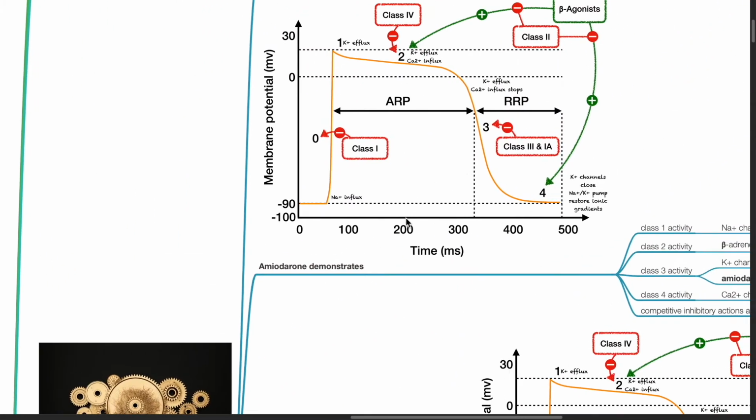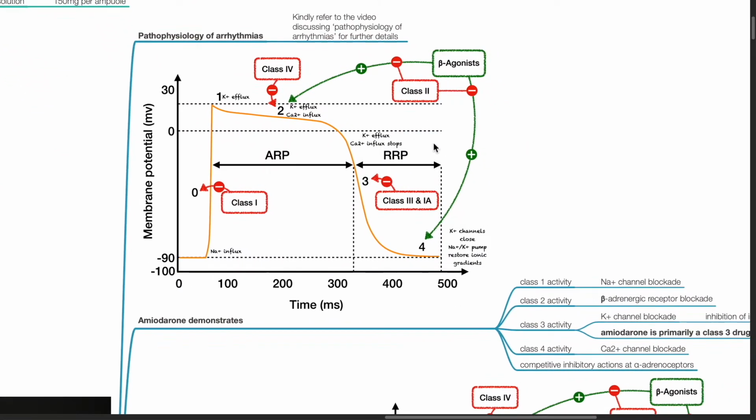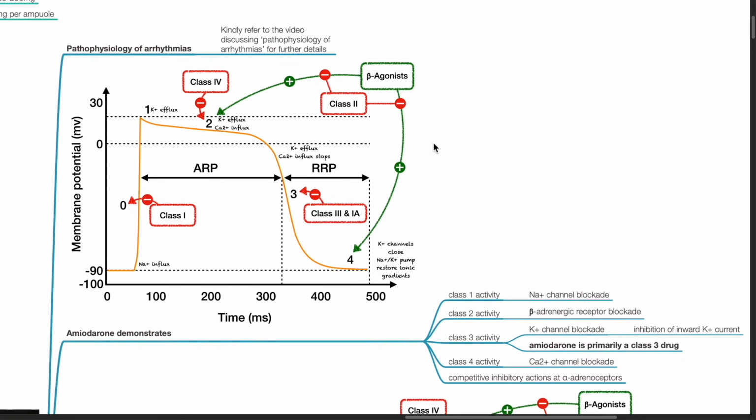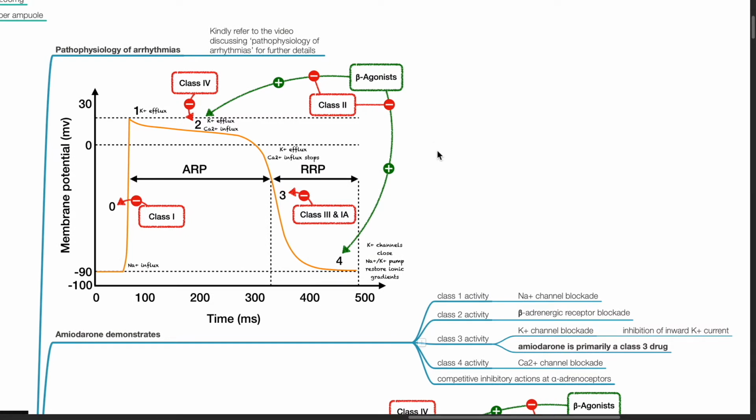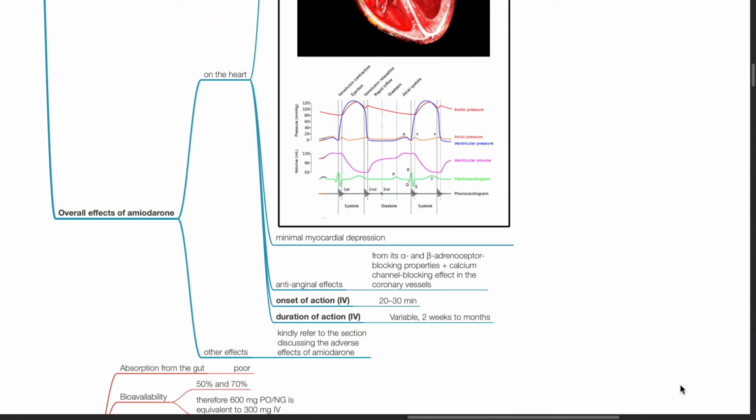Mechanism of action. Regarding pathophysiology of arrhythmias, kindly refer to the video discussing that topic for further details. Amiodarone demonstrates class 1 activity, which is sodium channel blockade, class 2 activity, which is beta-adrenergic receptor blockade, class 3 activity, which is potassium channel blockade, class 4 activity, which is calcium channel blockade, and competitive inhibitory actions at alpha adrenoceptors.